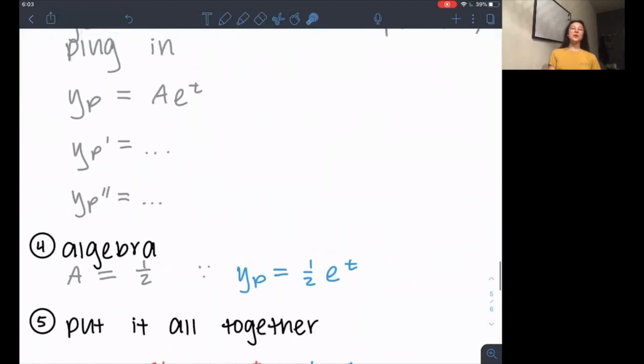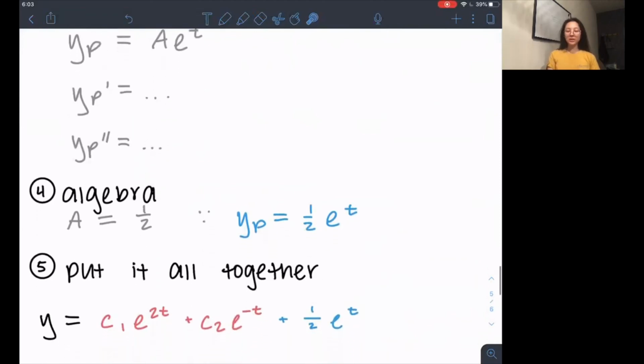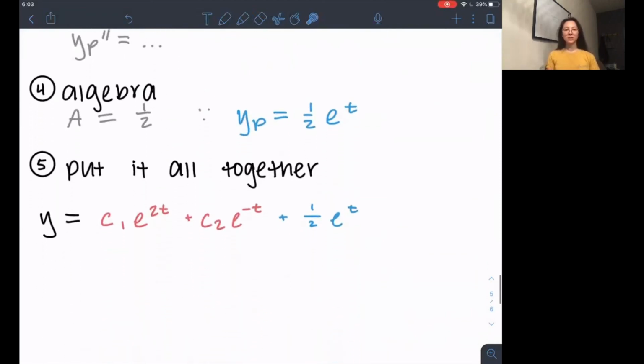At the end, you get A equals 1/2, and we plug that 1/2 into the particular solution, which is right here. This was the A e to the t. Then we put it all together, and that's our solution. Here's our complementary solution with c1 e to the 2t plus c2 e to the negative t. And here's our particular solution with our A e to the t, and that A is 1/2 here. And that's it.